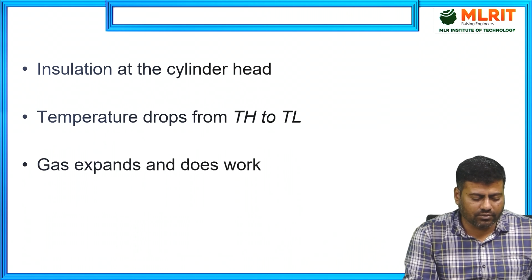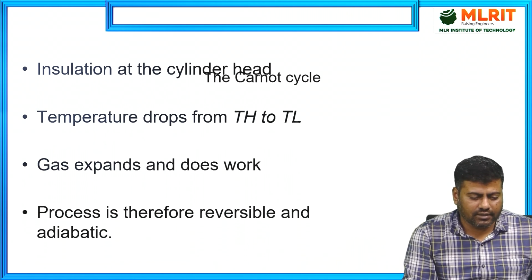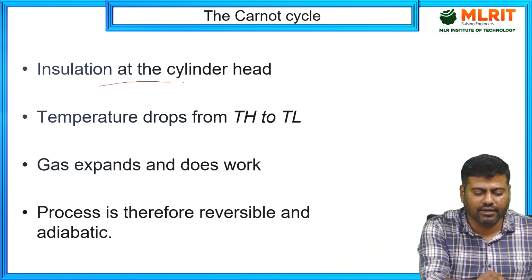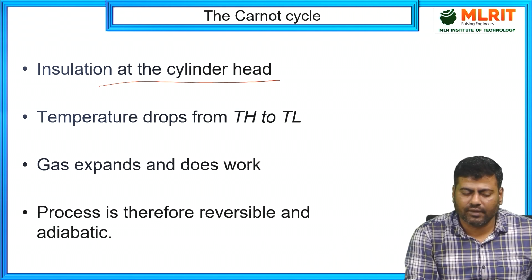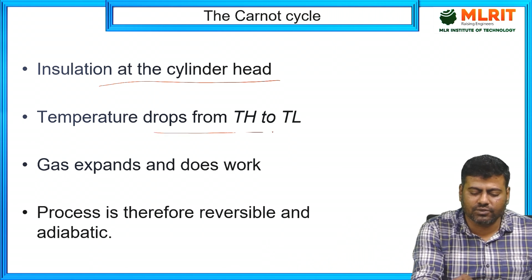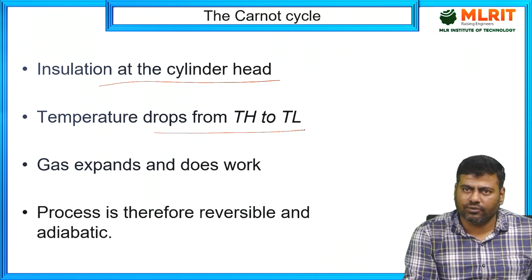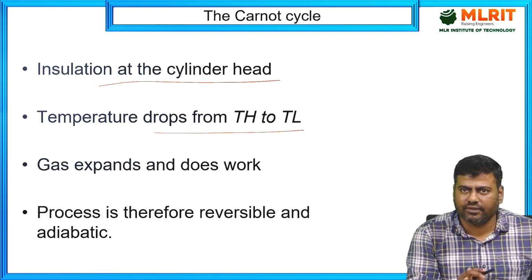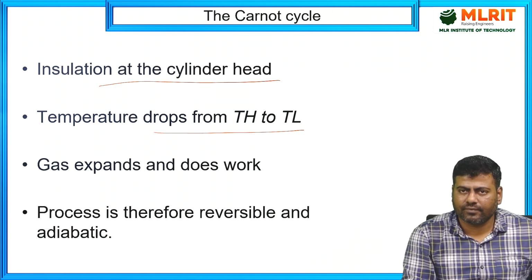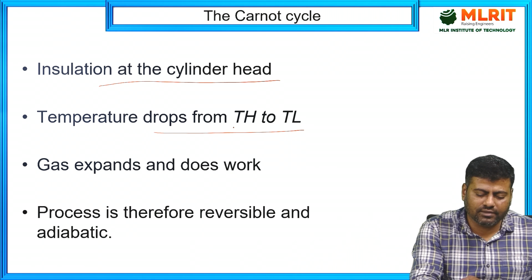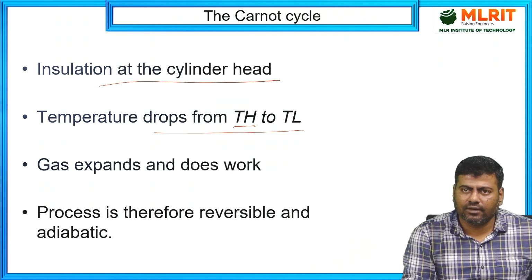How does process number 2 to 3 work? See, listen here. In process 2 to 3 there is insulation at the cylinder head. Once the power is transferred to the working substance, with the insulation at the cylinder head, the temperature drops from TH to TL. Obviously during the power stroke the temperature remains constant, as we have assumed, though in the real case it won't be so. After the transfer of heat energy to the working substance, the gas gets expanded.